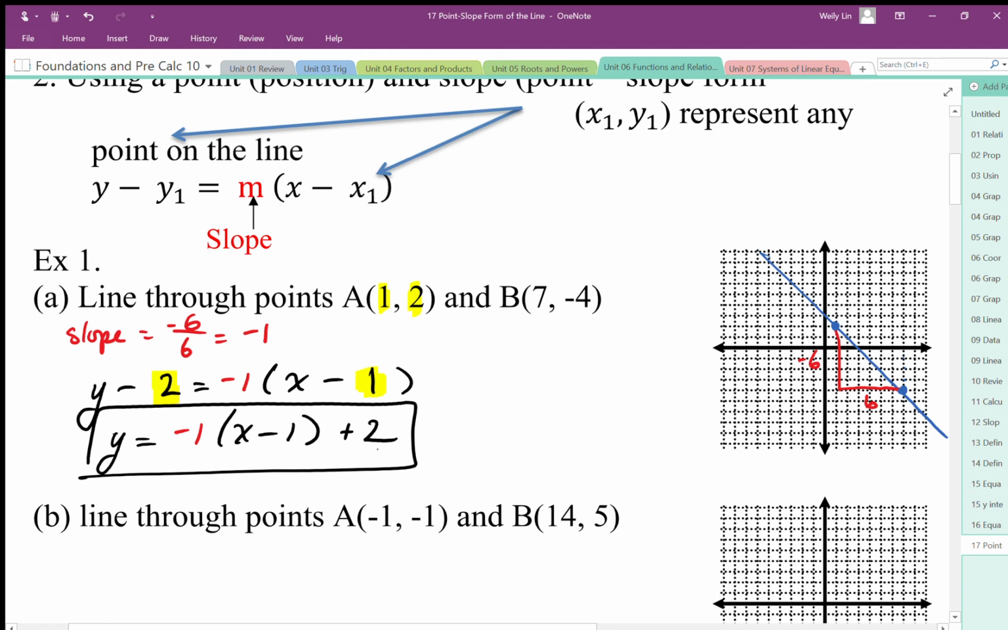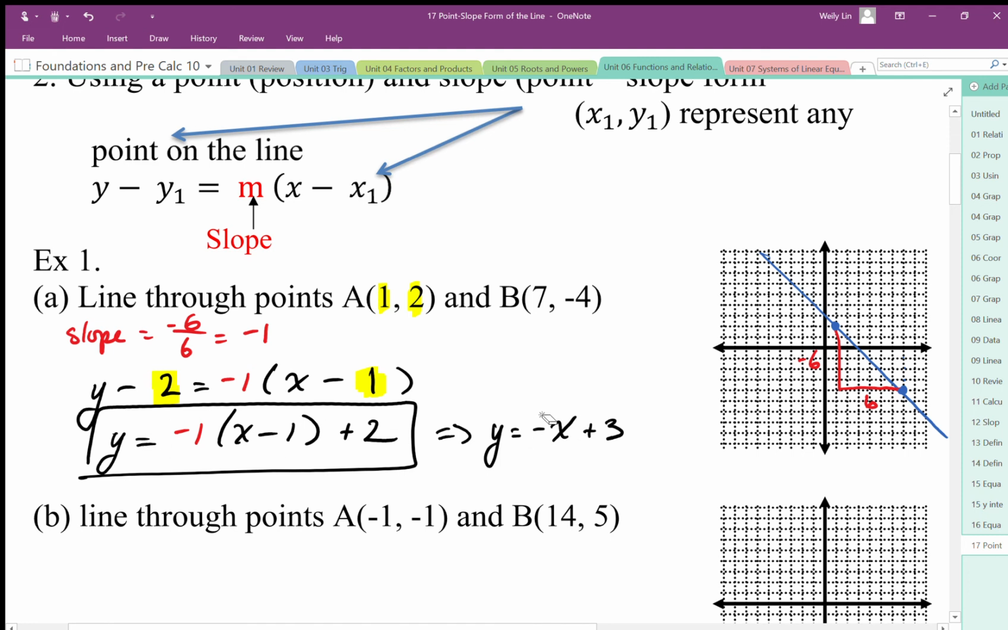If I really wanted to calculate the y-intercept, and sometimes it is useful to calculate the y-intercept, all I have to do is expand out the brackets, and I end up with negative x plus 1 plus 2, so that gives me plus 3. And sure enough, that's my y-intercept. But I don't need to do this step here. I can just leave it like this, and this is a much more efficient and convenient form of the equation of the line. And when we get to calculus, this is a form we always use.